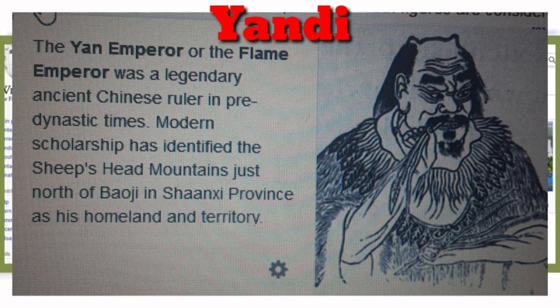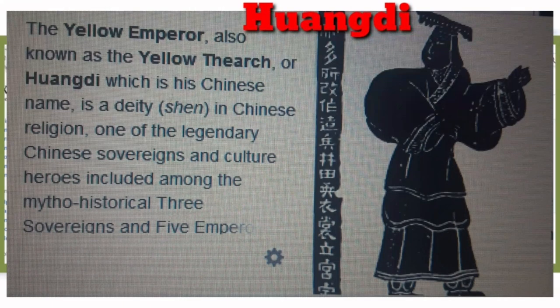Yandi, the Yan Emperor, or the Flame Emperor, was a legendary ancient Chinese ruler in pre-dynastic times. Modern scholarship has identified the Sheep's Head Mountains just north of Baoji in Shaanxi Province as his homeland and territory. Huangdi, the Yellow Emperor, also known as the Yellow Thearch or Huang Di, which is his Chinese name, is a deity in Chinese religion, one of the legendary Chinese sovereigns and culture heroes, included among the mytho-historical three sovereigns and five emperors.